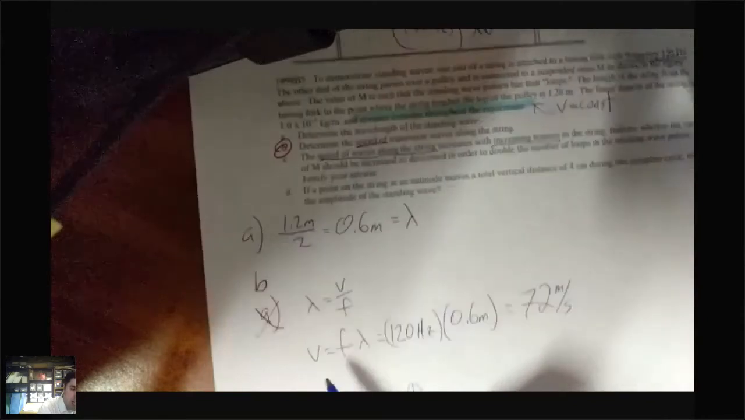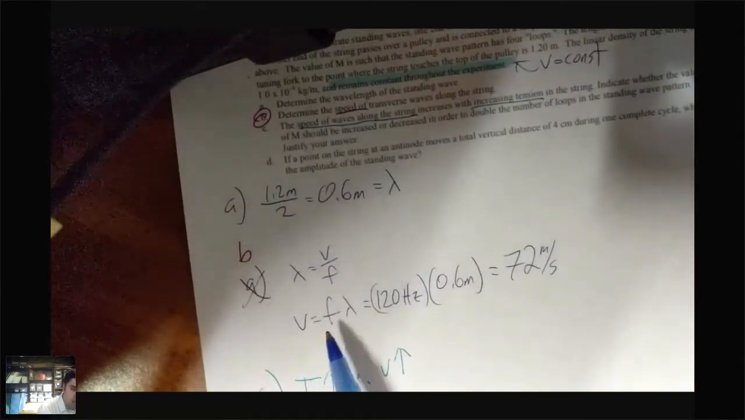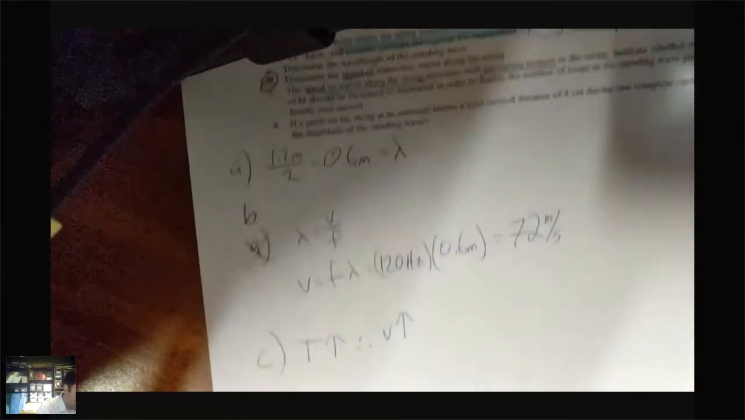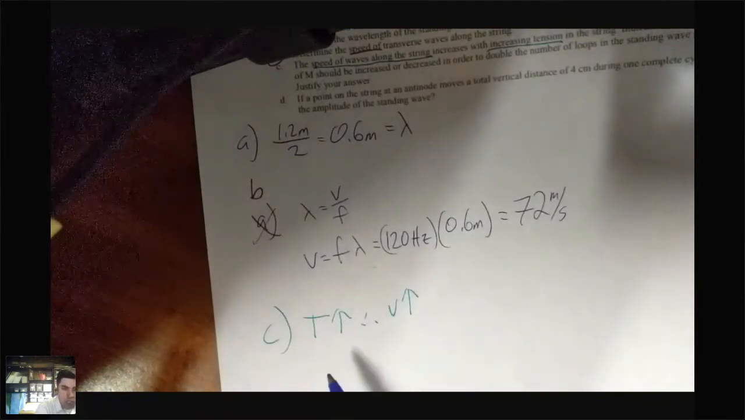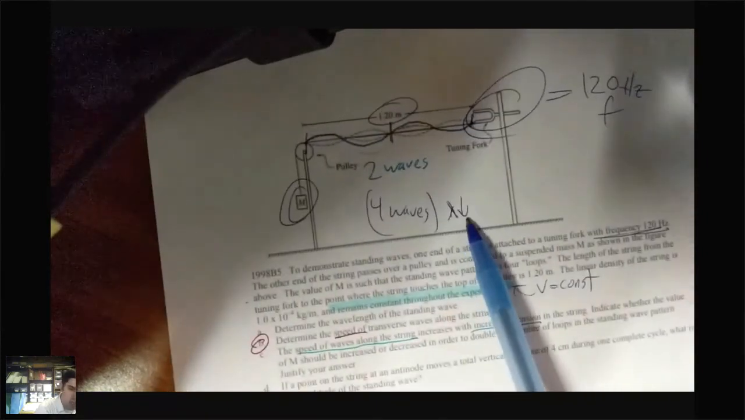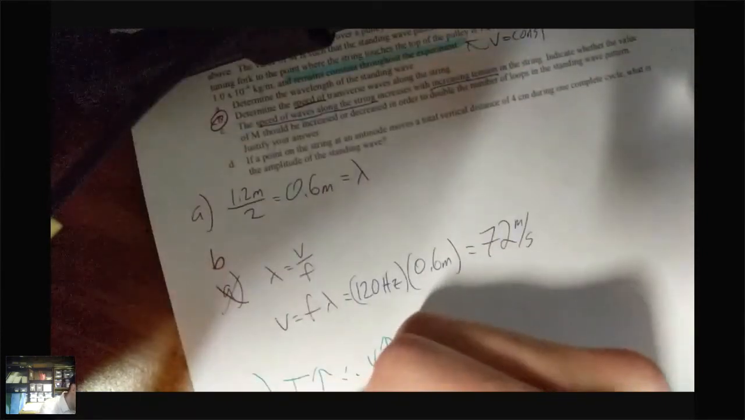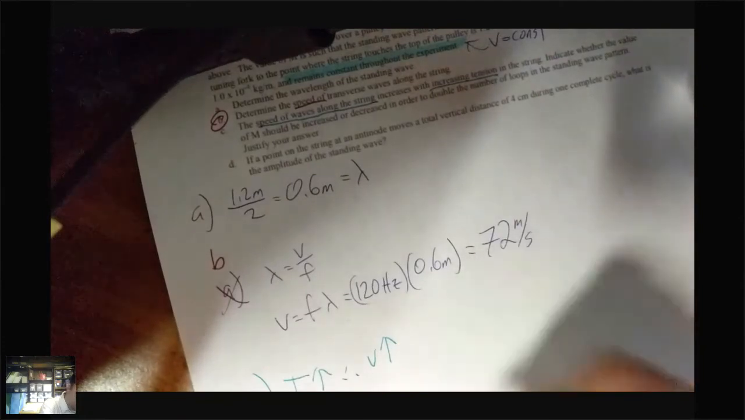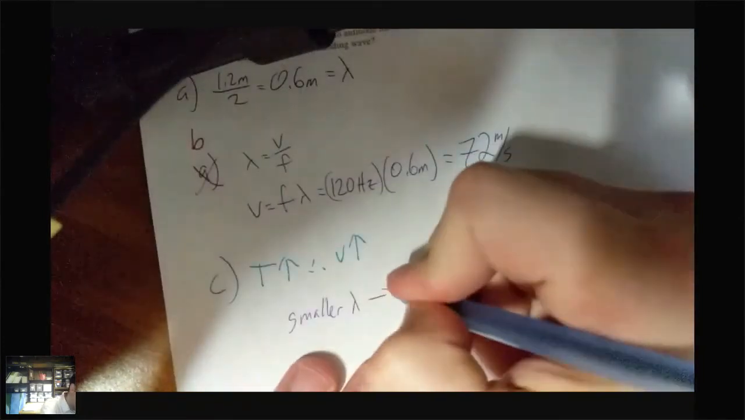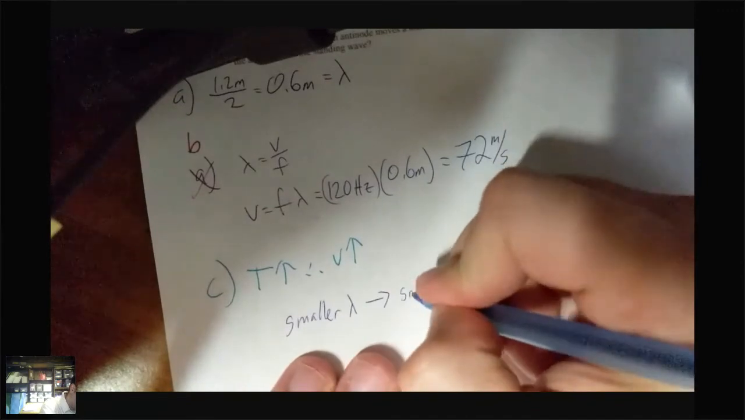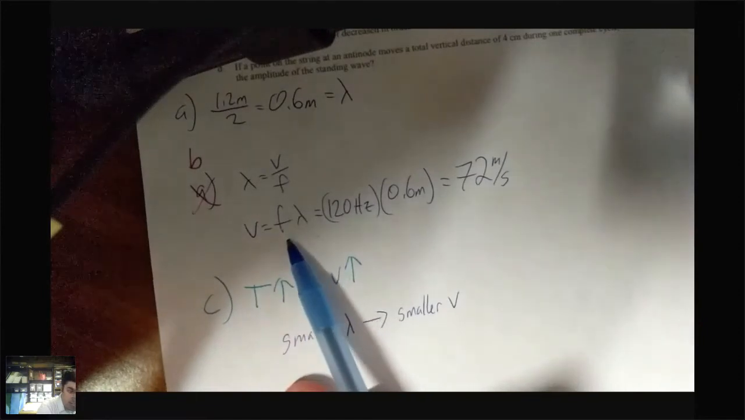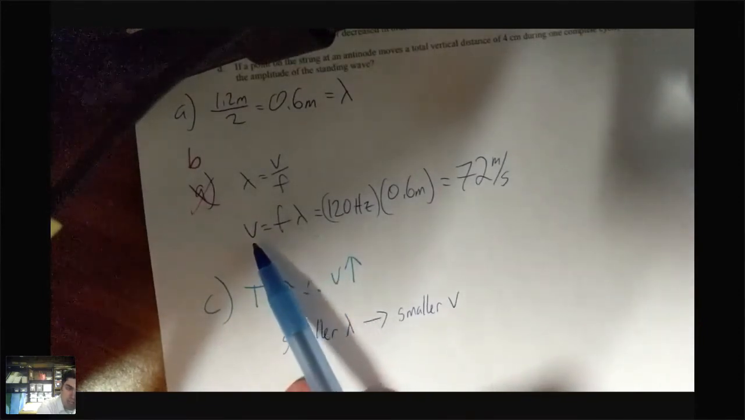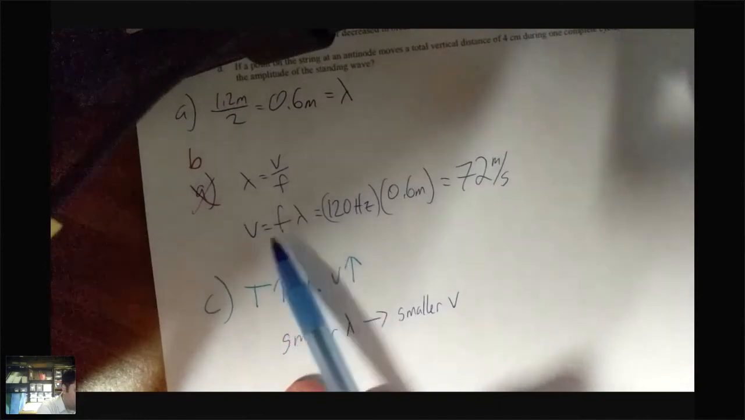All right. So we know from part B that the velocity of the wave depends on the frequency and the wavelength. And part C told us the velocity is directly related to the tension. So if I want a smaller wavelength, that means that I need a smaller velocity, because F is a constant. The only thing that can change here is velocity, and those two are directly related to each other.